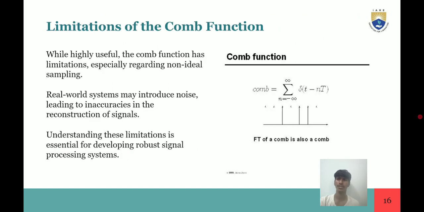Limitations of the comb function. While highly useful, the comb function has limitations specifically regarding non-ideal sampling. Real-world systems may introduce noise, leading to inaccuracies in the reconstruction of signals. Understanding these limitations is essential for developing robust signal processing systems.